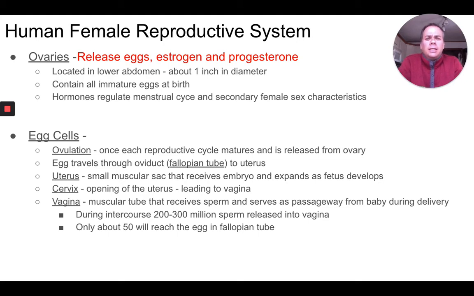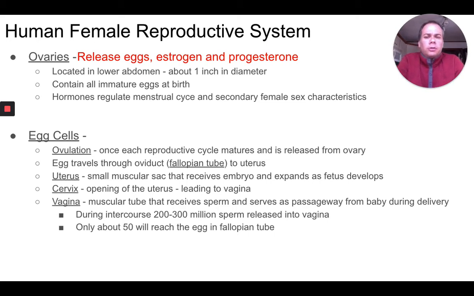And actually they contain immature eggs at birth. So really, human females do not produce new egg cells throughout their lifetime. They're basically born with all of the egg cells that they will have for their entire life. Once a woman reaches puberty, those eggs begin maturing. And there's a well-regulated process that relies on several hormones we'll be talking about that allows for the development of those eggs, the maturing of them, and also the support of the embryo and the fetus.